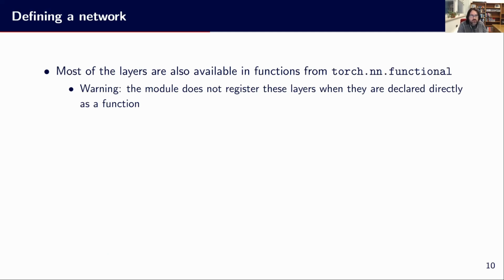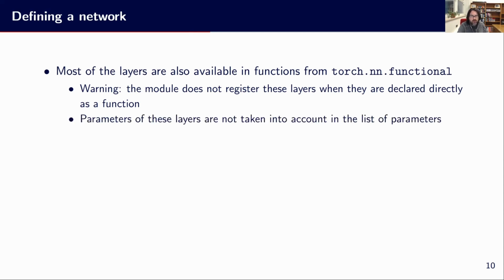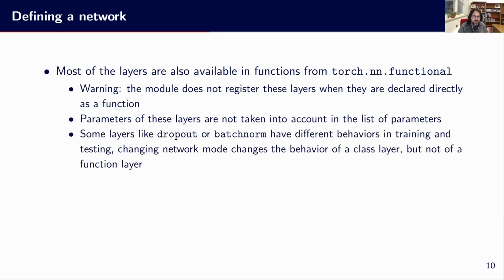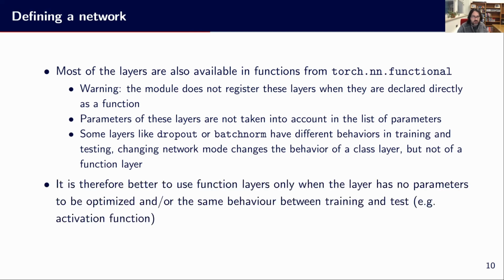Most of the layers are also available as functions from torch.nn.functional. However, when we call them as functions, we are not registering them, so these parameters are not taken into account in the list of parameters. Even some layers like dropout and batch norm have different behavior in training and testing. So if we change our network mode, the function layers will not necessarily be changed, and we need to manage that. In general, it's better to use function layers only when there are no parameters to optimize.